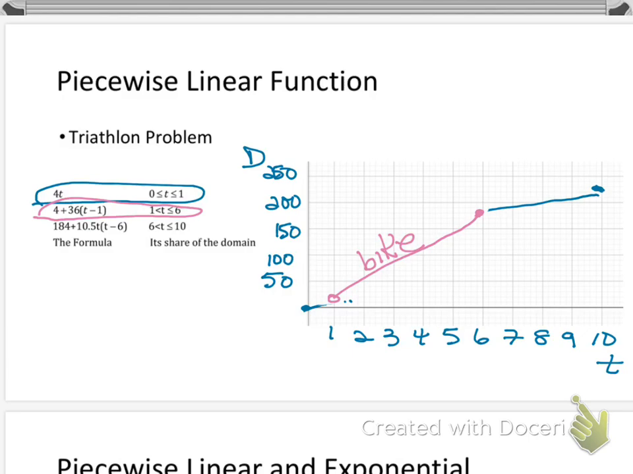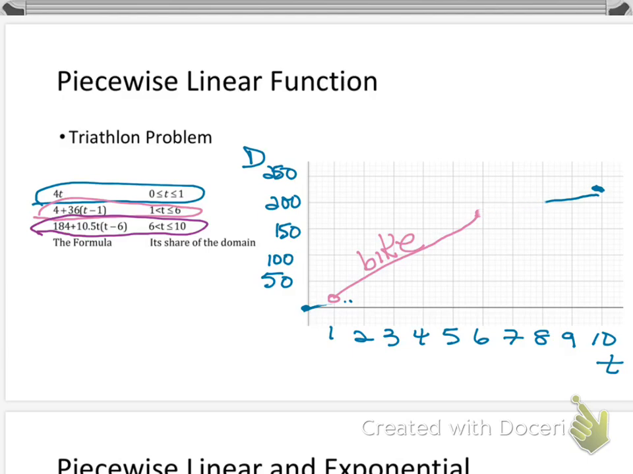Why don't I change to blue? Well, let's not do blue. Let's change to purple for this last piece of the triathlon. And that last piece is always going to be the run part.